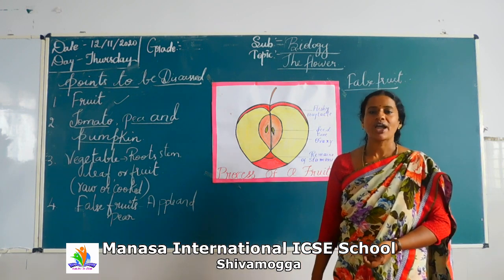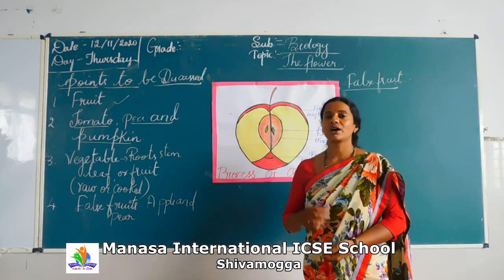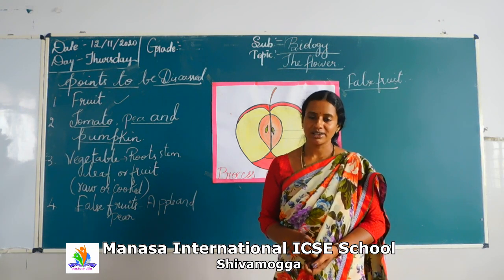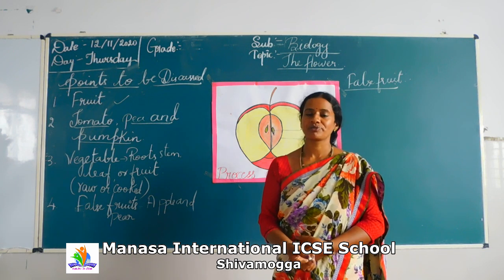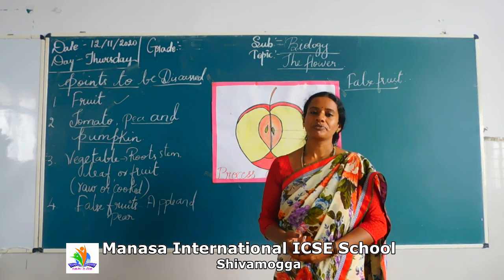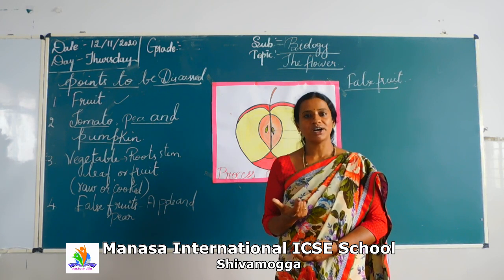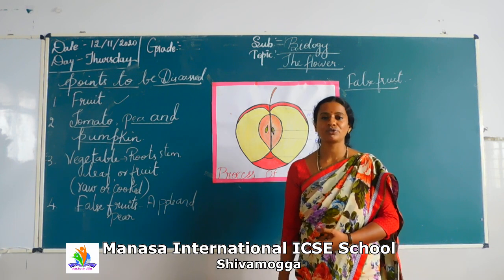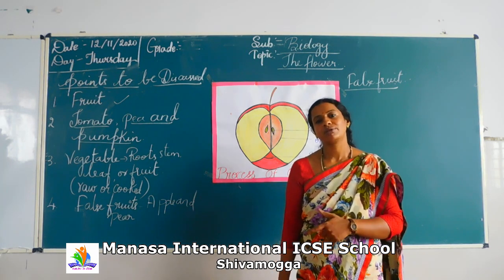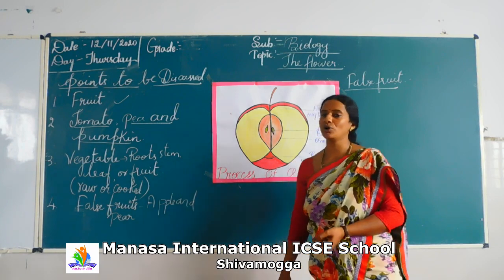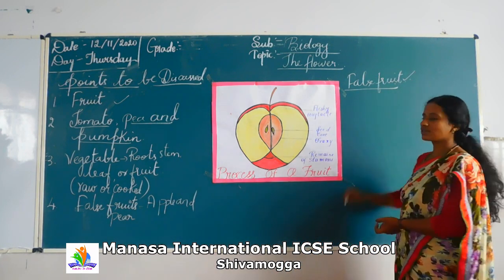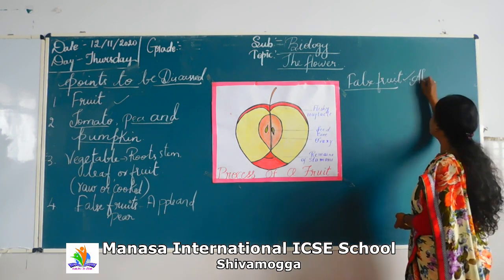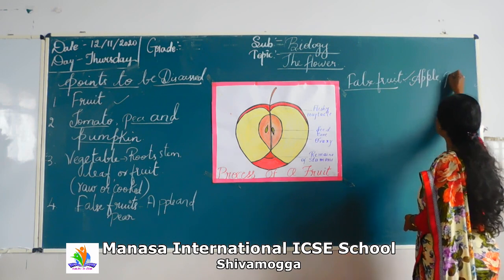In a flower, as we know, the ovary part will always develop into the fruit. But in some plants, apart from the ovary, a few other parts of the flower will develop into the fruit. Such special development from other parts of the flower is known as false fruit. An example for that is apple and pear.